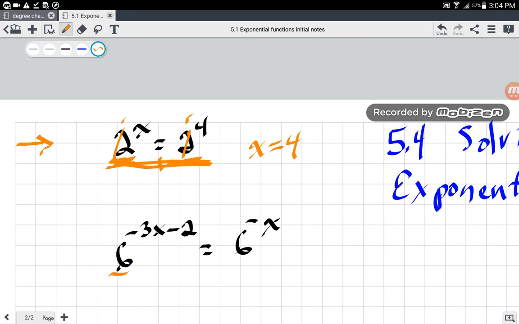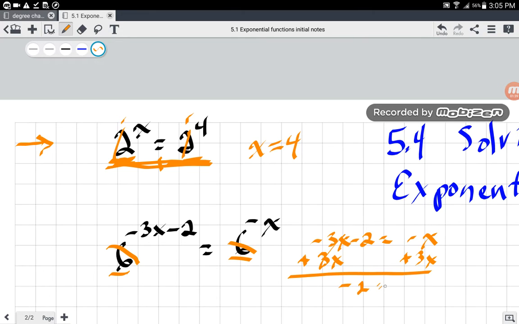I have 6 to the negative 3x minus 2 equals 6 to the negative x. So they both have the same base of 6. I can cross out the 6's and set negative 3x minus 2 equal to negative x. And then use the steps of algebra to solve. Let's see, so I would add 3x to both sides of the equation here. Negative 2 equals 2x. Divide by 2 on both sides of the equation, and I get x equals negative 1.